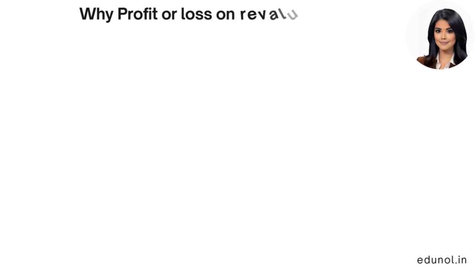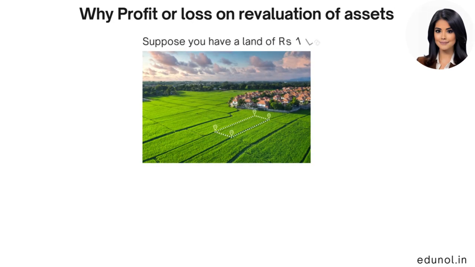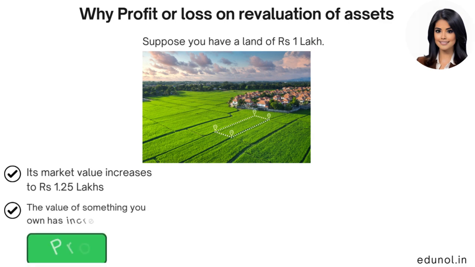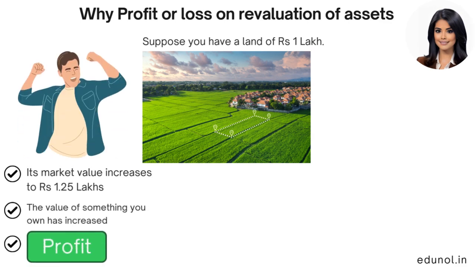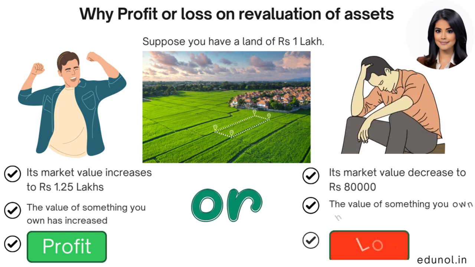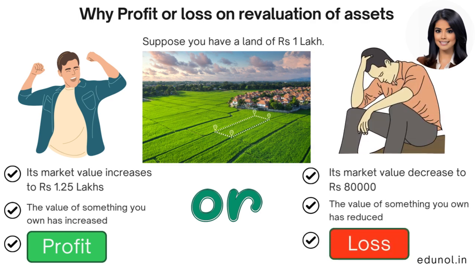Now we discuss why there is profit when value of assets increases, or there is loss when value of assets decreases. Suppose you have a land of 1 lakh rupees. Land is an asset. Its market value increases to 1.25 lakh rupees. Since the value of something you own is rising, there will be profit. So in case of increase in value of assets there is a profit. Alternately, suppose the value of land falls to 80,000 rupees. The value of something you own is falling, so there will be a loss. In this case of decrease in value of assets, there is a loss.